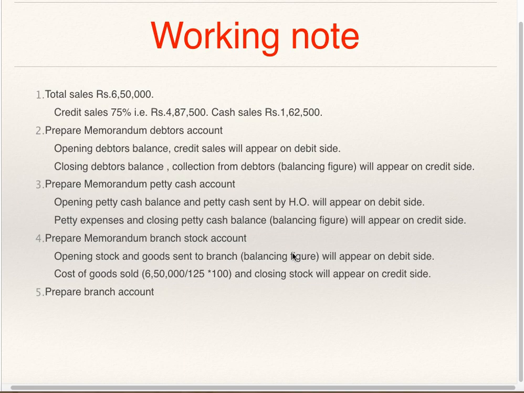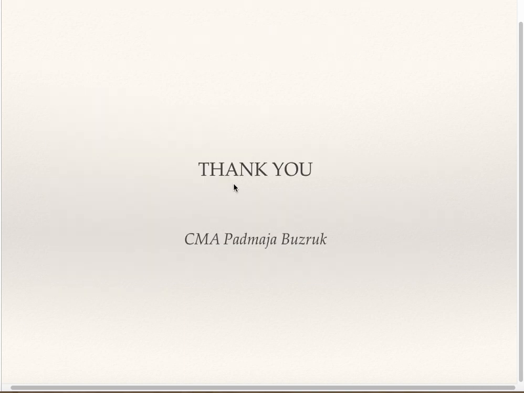This you are supposed to show in branch account. So branch account debit, to balance brought down, stock, debtors, petty cash. Branch account credit, by balance carried down, stock, debtors, petty cash. Debit side, to goods sent to branch account. Credit side, by bank, collection from debtors and cash sales. So solve this question and see whether the answer matches. Thank you.